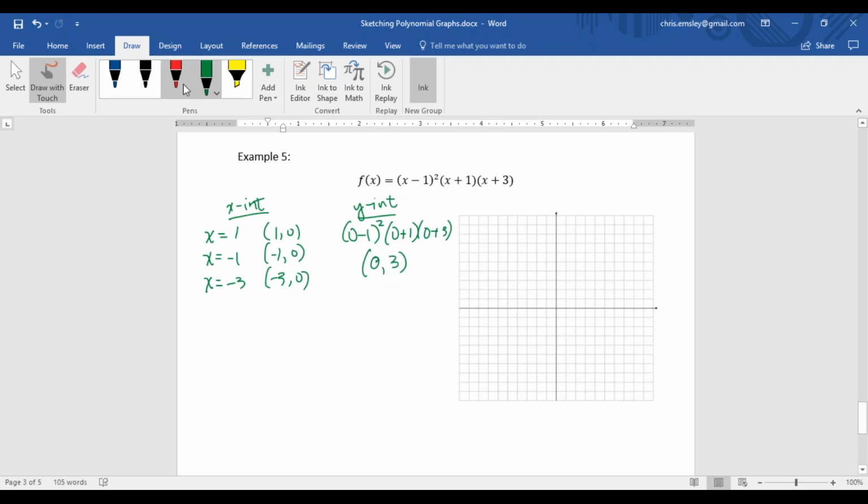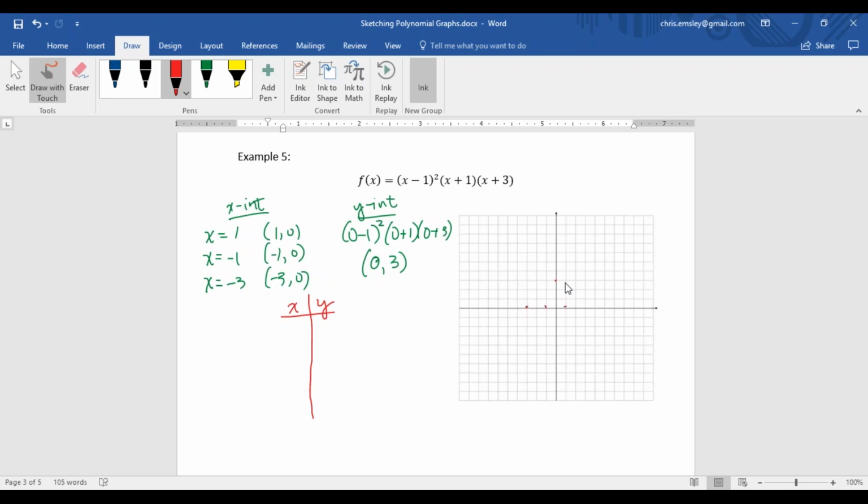Okay, and again, that's all we remember, the basics. We don't remember any of our tricks. So what we can do from there is go ahead and plot those intercepts that we have: at (1, 0), at (-1, 0), at (-3, 0), and at (0, 3). And then what we would do from there is choose some strategic test points.